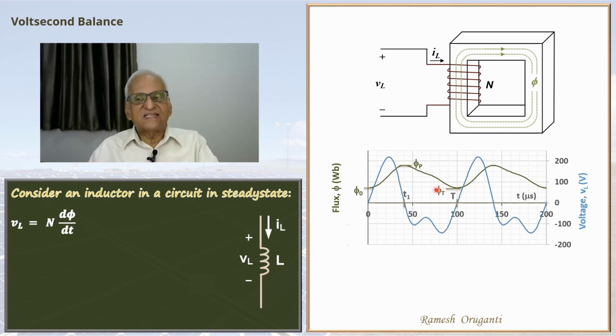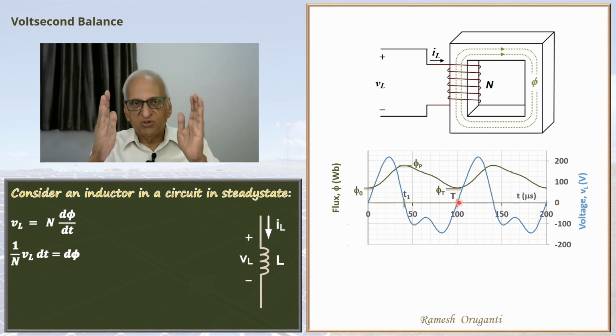Now let's recast this equation in differential form. So 1 over n VL dt equals d phi. This is the same equation as this in differential form. Once I have this, I can integrate both sides between time equal to 0 and time equal to capital T, that is over one period.